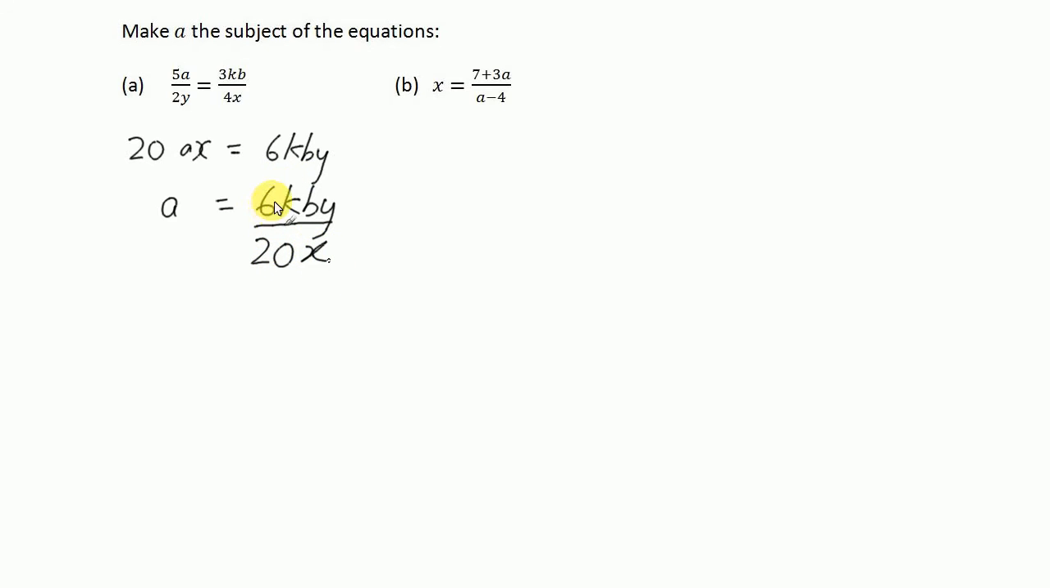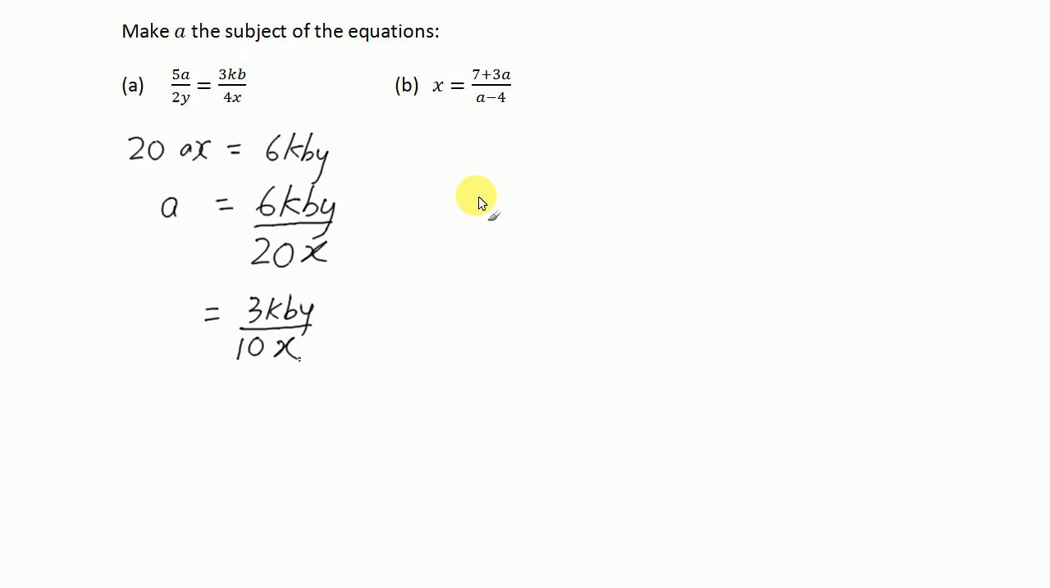This 6 and 20 can be reduced by dividing both by 2, which will give you 3 and 10. So there are no common terms here that you can cancel among the letters. So we just write them down. k, b, y on the top and x below. So this is the final answer for part A.